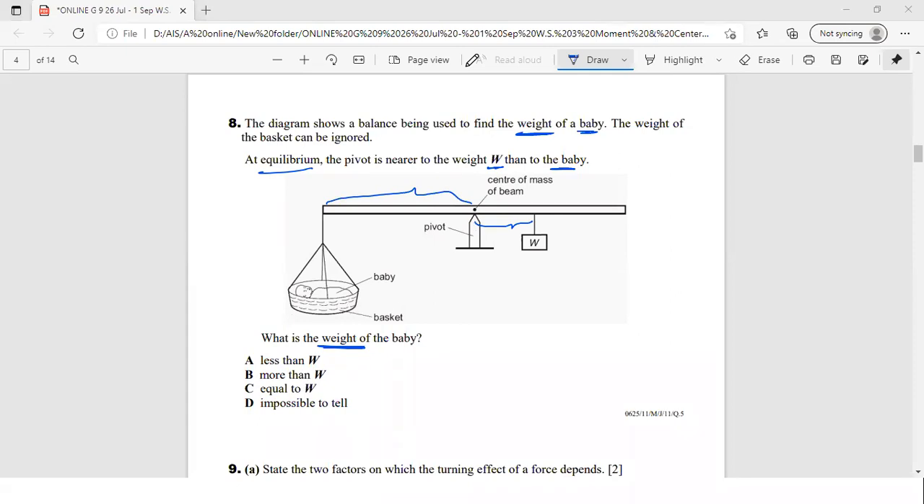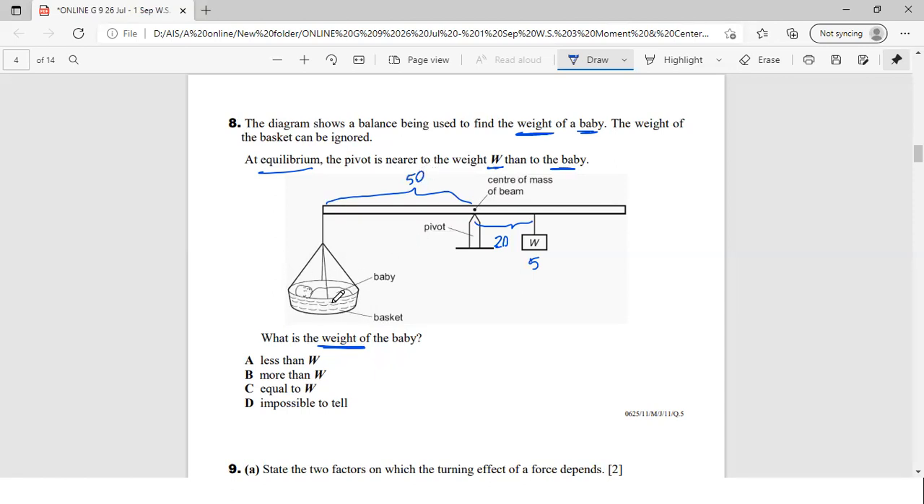Now some of you tell me that the answer is C, the answer is A, the answer is less, the answer is more. Okay, let's give some values. If the distance from here to here is, let's say, 20 centimeter, and the weight here, for example, is 5 Newton, and the distance from the pivot to the baby, let's say, is 50 centimeter. Okay?